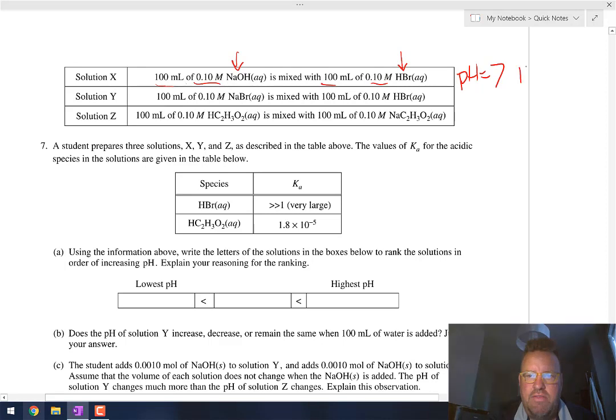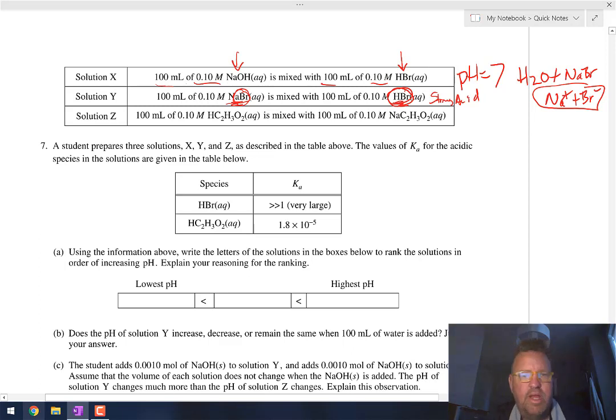Because again, what are you going to have floating around in there? You're going to have water, and you're going to have NaBr, which is going to be soluble. So you're really going to have Na+ and Br-. Okay, solution Y, again, you've got that strong acid HBr, and you've got some NaBr. So NaBr is obviously going to break apart again into Na+ and Br-. So really what you've got is a really, really strong acid, and you're going to have some of its conjugate base, which is very weak as well. So really, this is just a strong acid solution that has some Na+ and Br- in it.